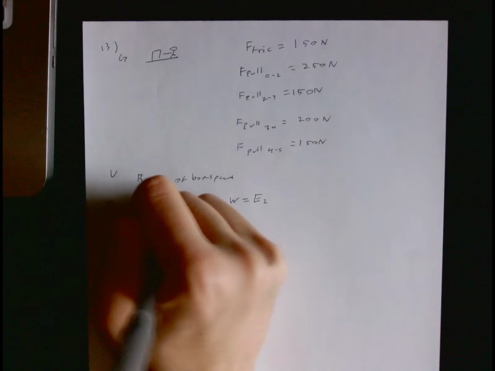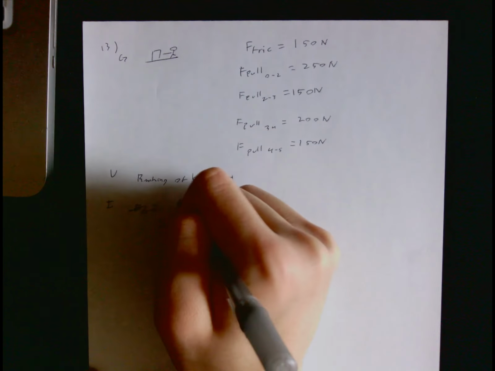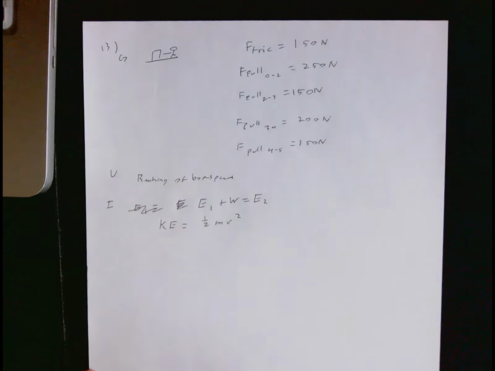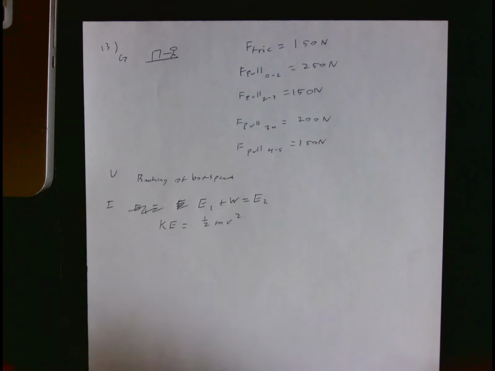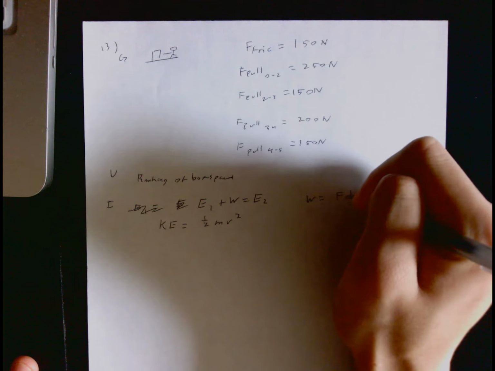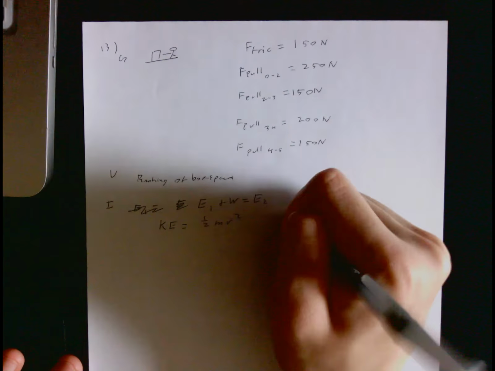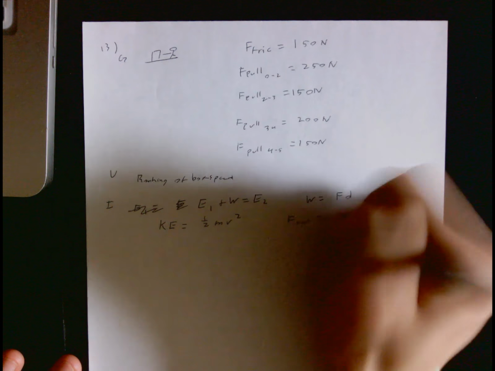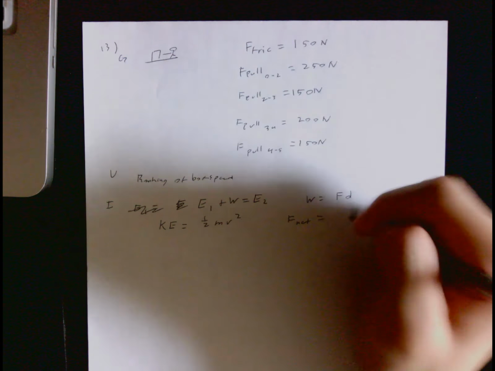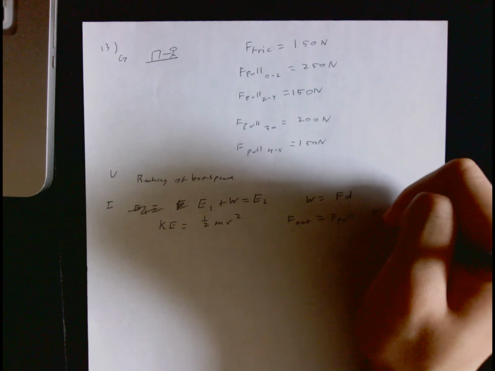And that kinetic energy is equal to 1/2 mv squared, and that work is equal to net force times displacement, and finally net force is equal to the sum of all the forces, or in this case it will be force pull minus force friction.